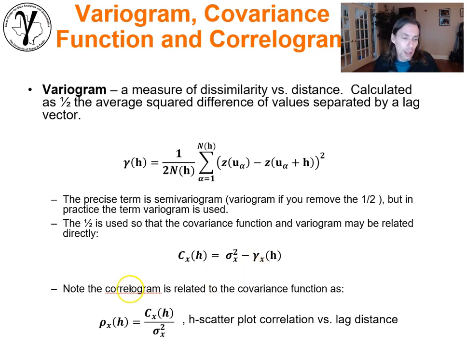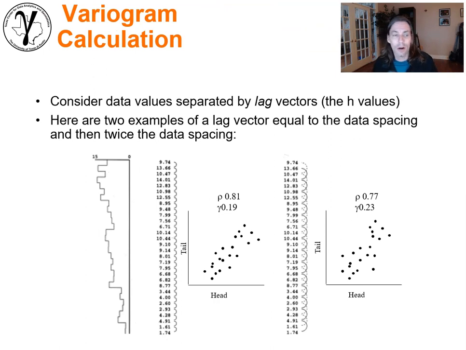Now note that the correlogram is simply going to be related to the covariance function by this relationship right here. It is a standardized covariance function. If the variance of the problem was already equal to 1, you can see immediately that the correlogram is equal to the covariance function. And why do we love the correlogram? Because it tells you the level of correlation of data at an offset vector h. Very, very powerful stuff.